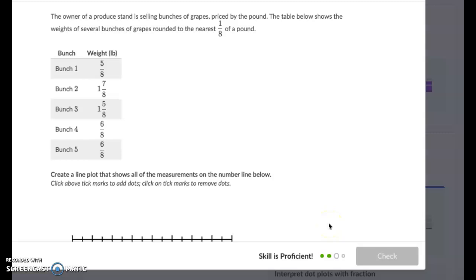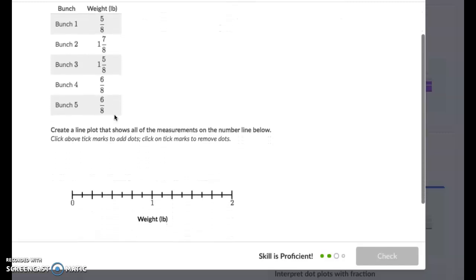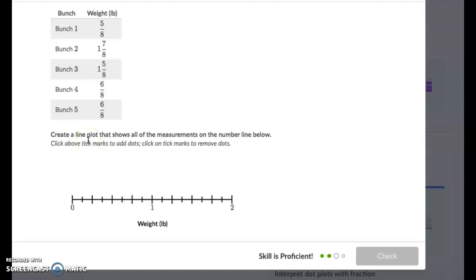The owner of a produce stand is selling bunches of grapes, priced by the pound. The table below shows the weights of several bunches of grapes rounded to the nearest 1/8 of a pound. So we're going to make sure we understand. Bunch 1 weighs 5/8 of a pound. Bunch 2 weighs 1 7/8 pounds. Bunch 3 weighs 1 5/8 pounds. So I'm making sure that I understand what my data even says. Then I'm going to go down and look at my number line. It wants me to create that line plot. So the first thing I need to do is figure out what all of these dashes even mean.